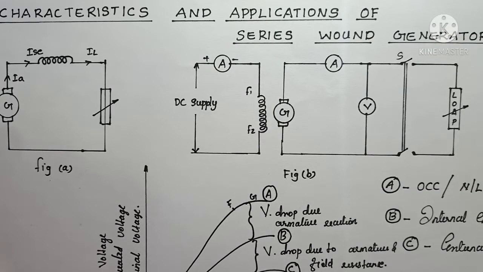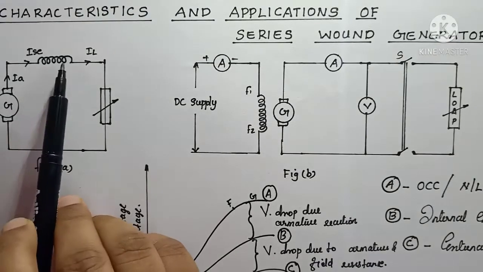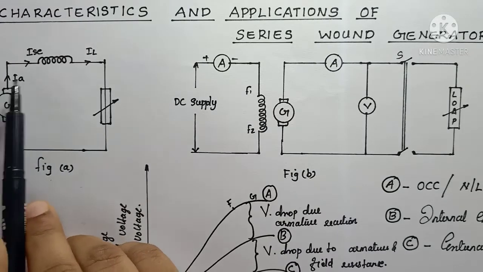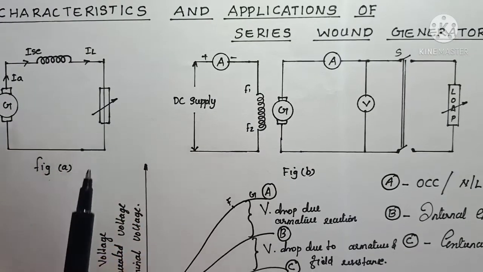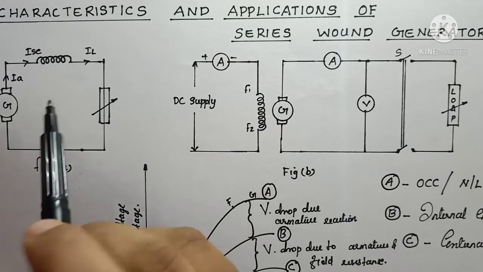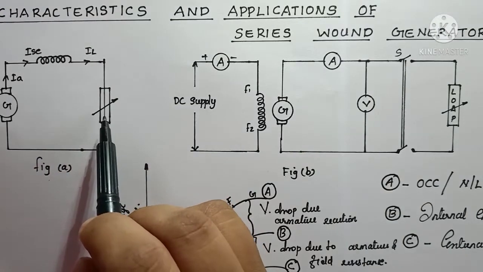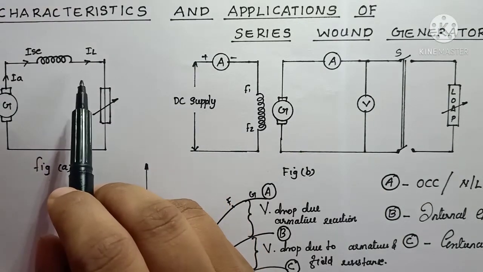Hello friends, here we will discuss the characteristics and applications of series wound generators. As the name indicates, series means the field windings, armature windings and the external load, these three things are in series. You can see this in the figure.